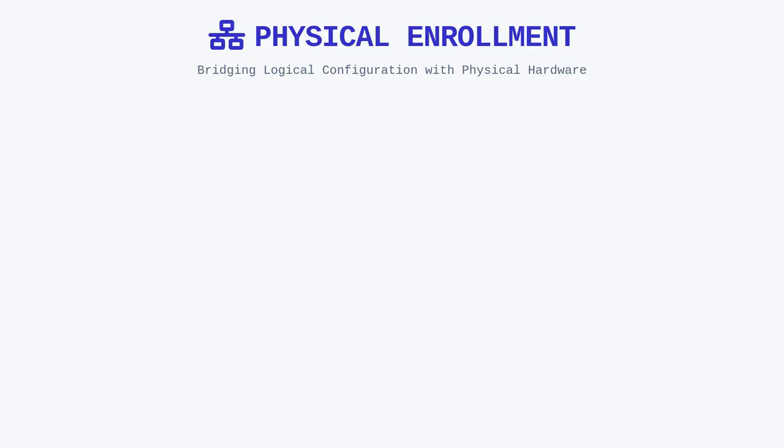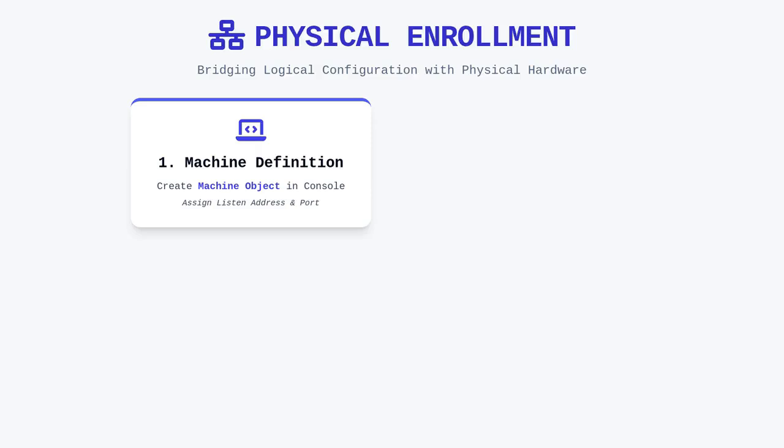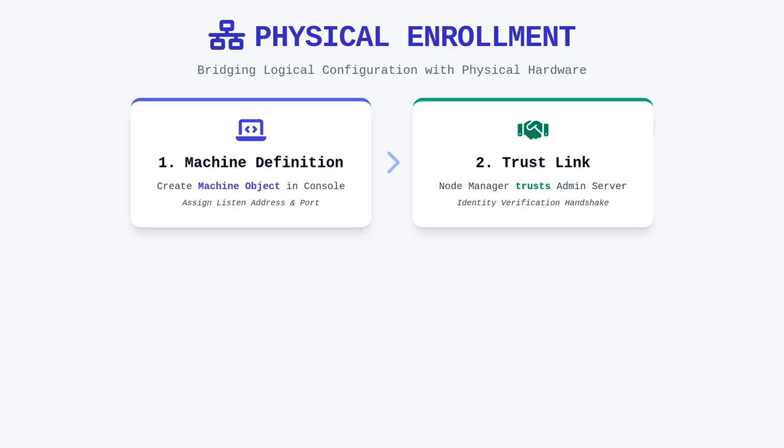Physical enrollment is the manual but critical process of associating a specific machine definition within the administration console with the physical server running the Node Manager instance. This enrollment bridges the logical configuration of your topology with the reality of your underlying hardware and network addresses. You create a machine object in the WebLogic console, assign it a listen address and port, and then ensure that the Node Manager on the target host is configured to trust the administration server's identity. Once this handshake is successful, the administration server can send commands to the Node Manager, which then manifests as start or status requests locally on that machine.